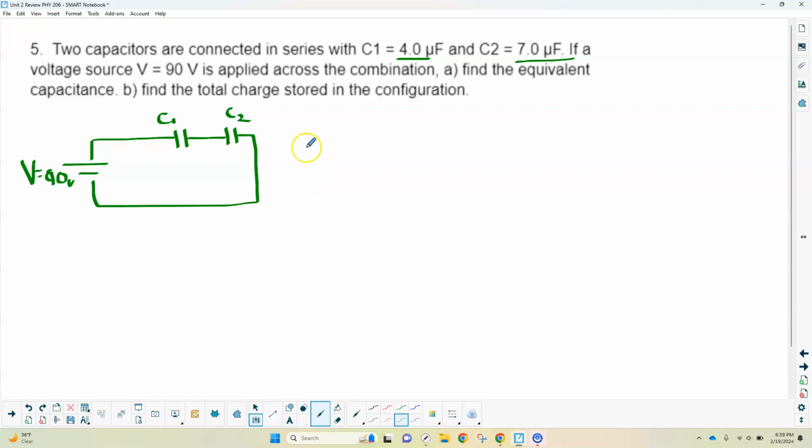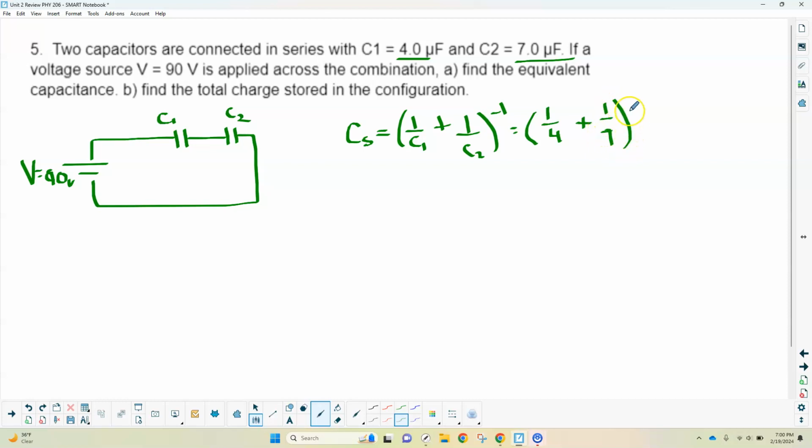What we need to do is figure out the equivalent capacitance. For capacitors in series, you do the inverse of them. So it'd be 1 over C1 plus 1 over C2, to the -1 power. I'm not going to convert anything here. I'm just going to do 1 over 4 plus 1 over 7, and the answer will just be in microfarads. We'll convert after we get to the point where we need it in regular farads.